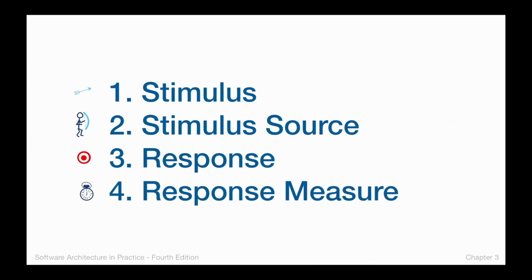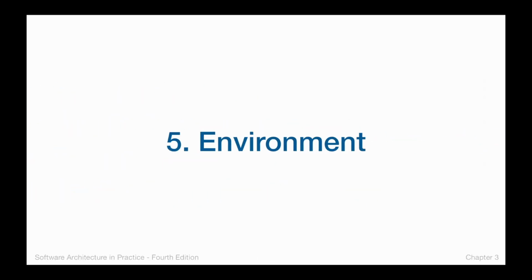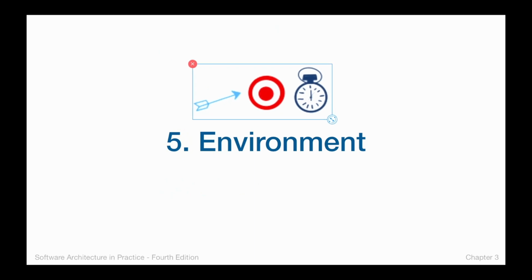All right, so we've got these first four. Remember I said there are 6 parts. These first 4, stimulus, stimulus source, response, and response measure, are the heart of our quality attribute specifications. This is the main part. But there are 2 more characteristics that we often overlook that are important to keep in mind. The first of those 2 overlooked parts is the environment. So we have all of these things happening here, and what does the environment look like when they're happening?